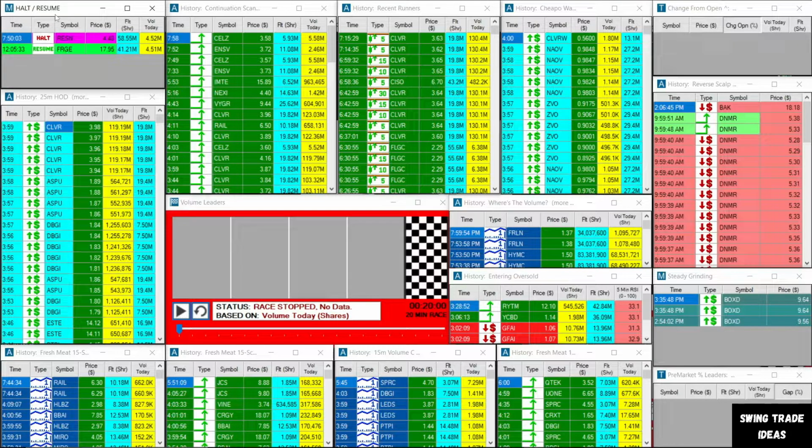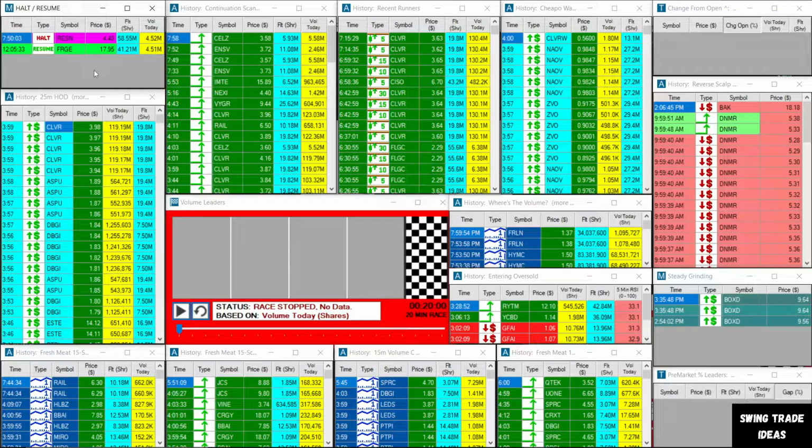Here in the left-hand corner, we have the halt and resume scanner. It's pretty typical. It's just going to give you when stocks halt and when they resume. But what's cool about it is you have the time here, and you can see it even in seconds. So if you have a 5-minute halt, and you can see this one, RESN, halted at 7:50 and 3 seconds, we know it will resume at 7:55 and 3 seconds. So it gives us that time frame to really develop our trade idea before it comes back out of the halt.